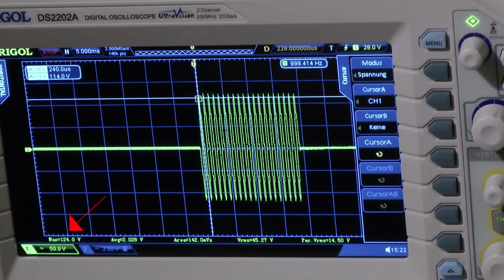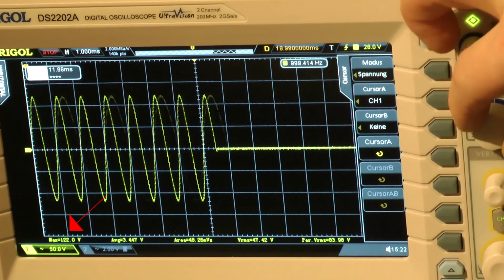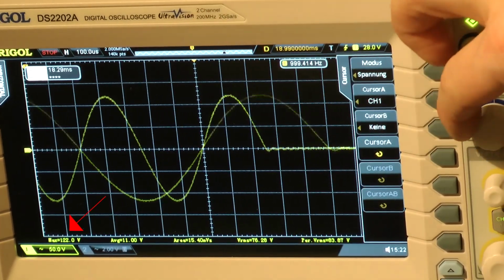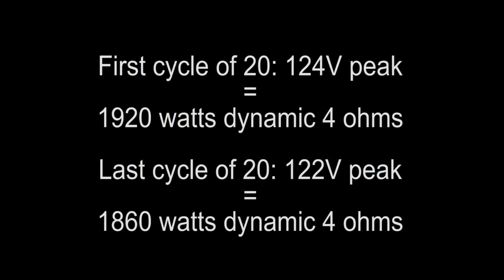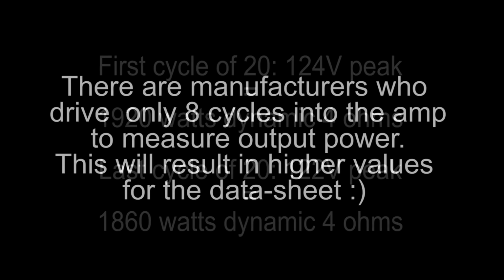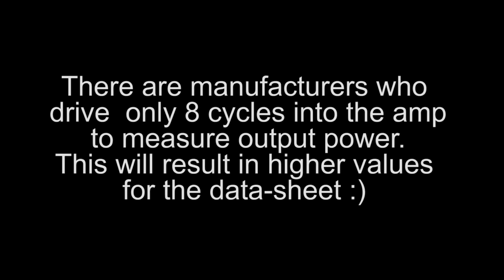You see all cycles are the same size. So also the last cycle is pretty clean. You see this? Also clean, no clipping. Now the clipping indicator is working very well and I defeated the limiter of the amp. So there's no limiter active to squeeze everything out.